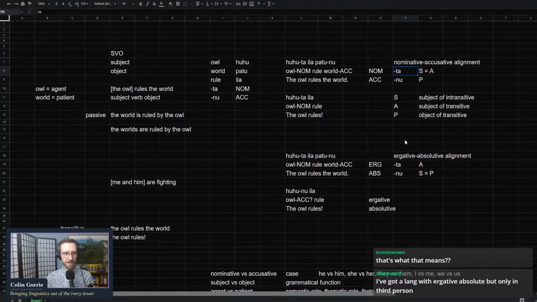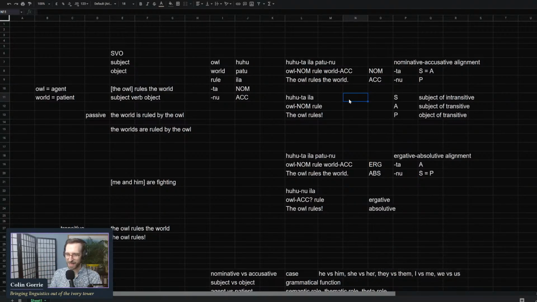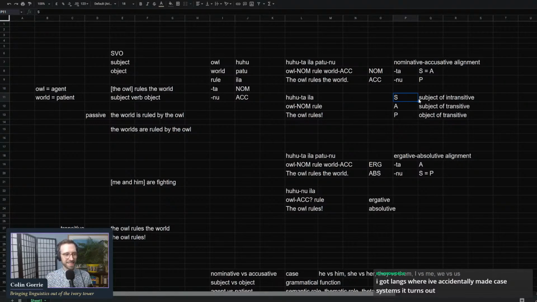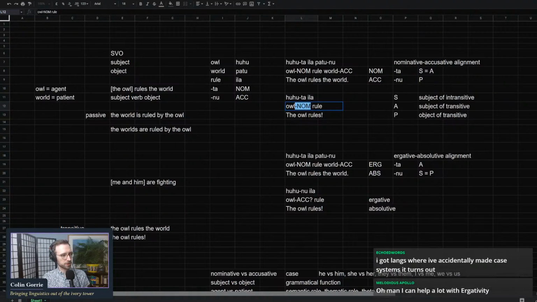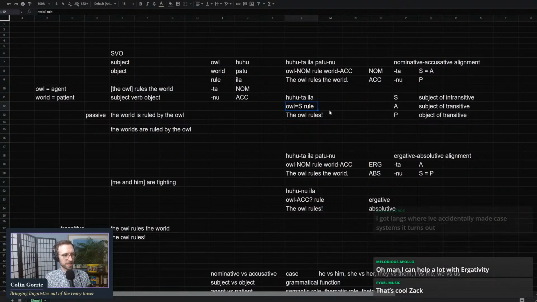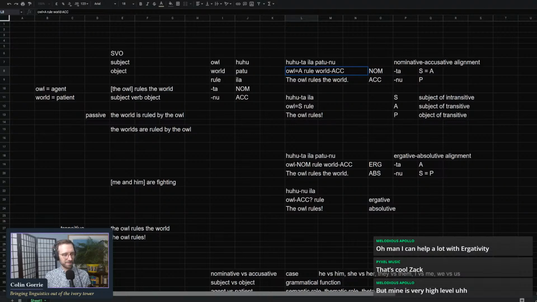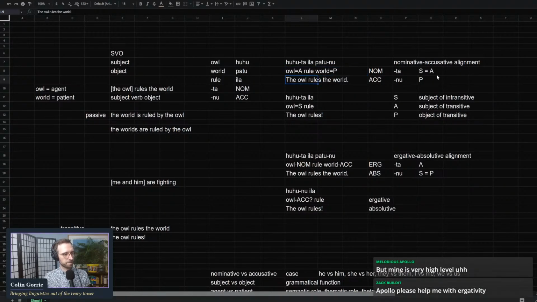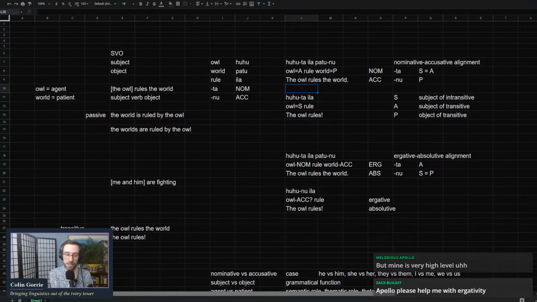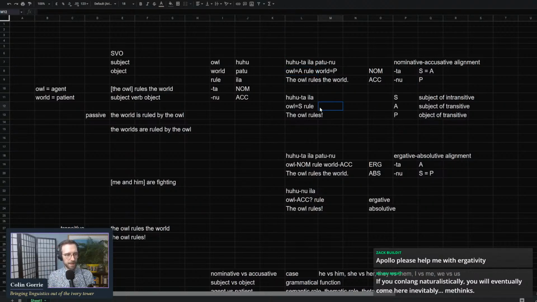So we have three. Let's see if I can just reiterate that, because I think it is a lot of stuff coming at you, and I think this is an important point. So S is the subject of an intransitive sentence. So here, I will just write down owl equals S. Subject of an intransitive sentence. The owl rules. Here, owl is an A, the subject of a transitive sentence or clause. And here, world is P, the object of a transitive clause. So S, A, and P.